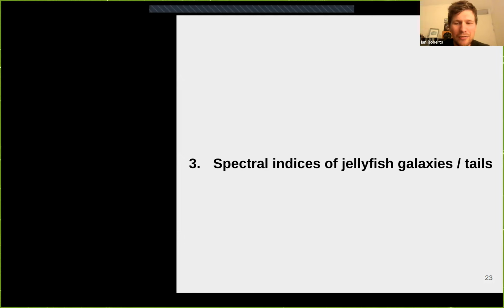Okay, so now I am going to move on and talk a little bit about the spectral index, what the spectral index is in the context of these low frequency radio observations, and what it can tell us about potentially star formation in the disks of these galaxies, but also the history of stripping for these tails that we see.